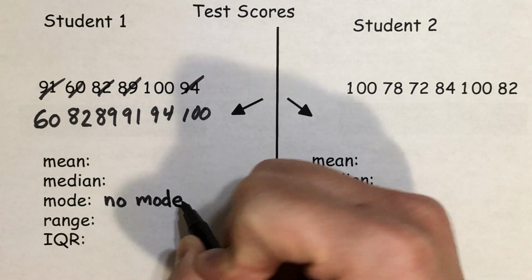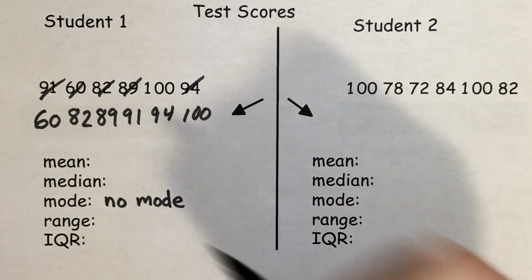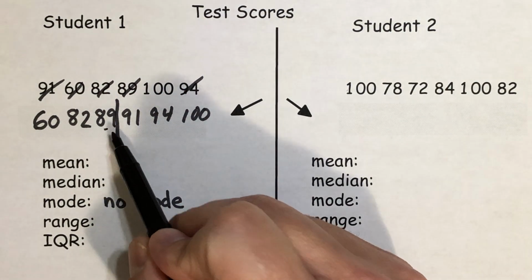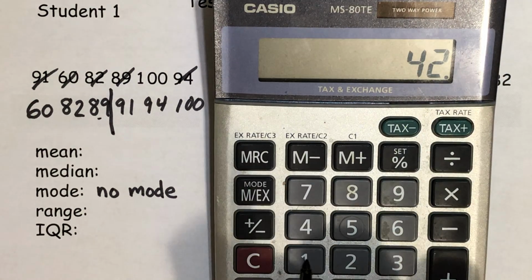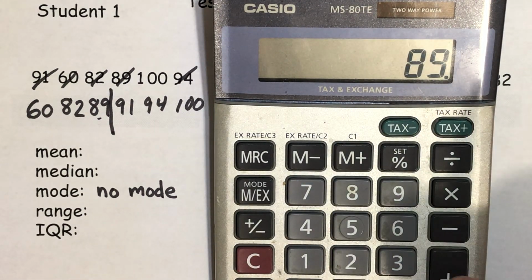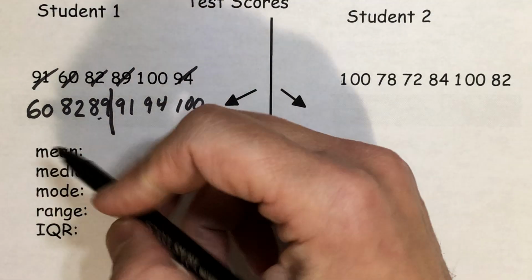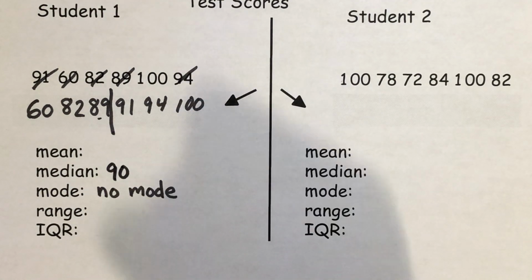So that's not statistically interesting to us. Now, finding the median is very easy. Right down the middle, I've got an 89 and a 91. I can add 89 plus 91 and then divide by 2. That gives me a median of 90.